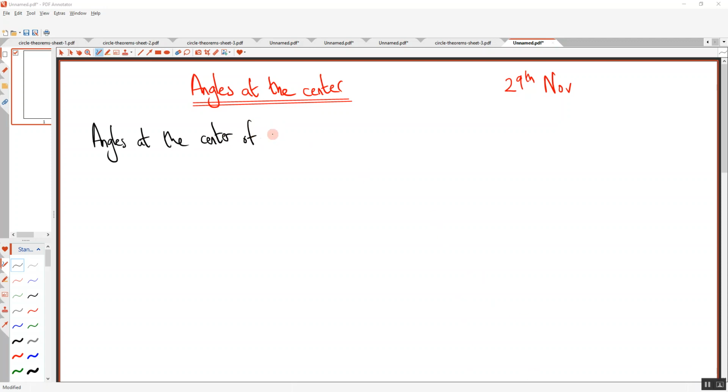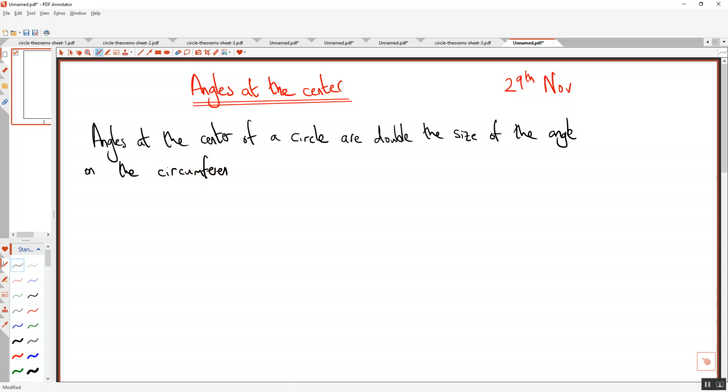So, angles at the center of a circle are double the size of the angle on the circumference. So I will draw a picture to show what I mean.